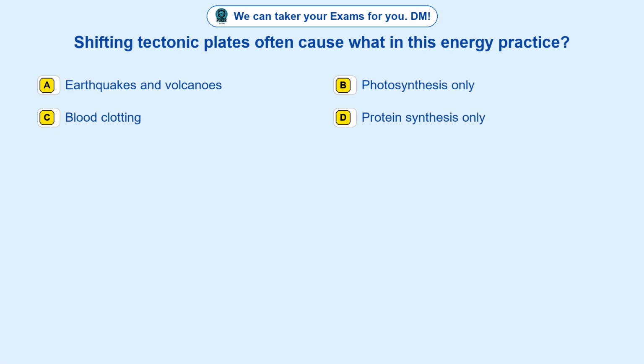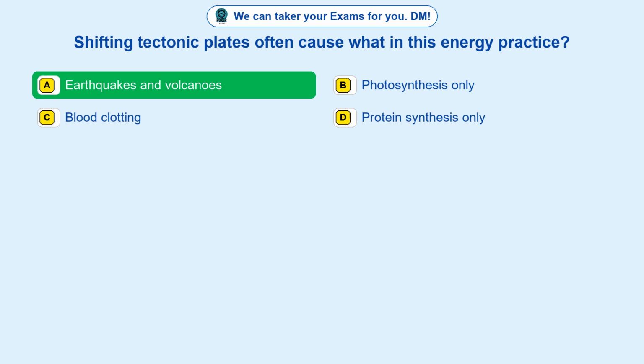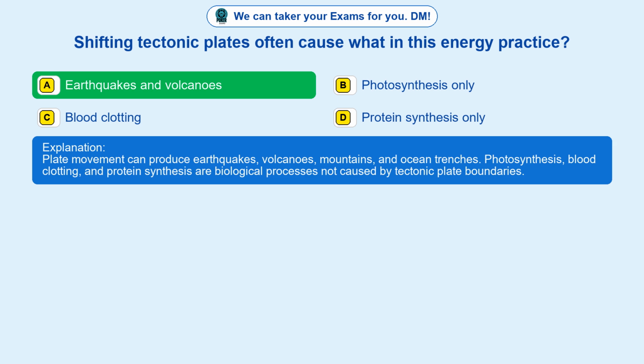Question 83. Shifting tectonic plates often cause what in this energy practice? Option A, earthquakes and volcanoes. Option B, photosynthesis only. Option C, blood clotting. Option D, protein synthesis only. The correct answer is option A, earthquakes and volcanoes. Plate movement can produce earthquakes, volcanoes, mountains, and ocean trenches. Photosynthesis, blood clotting, and protein synthesis are biological processes not caused by tectonic plate boundaries.